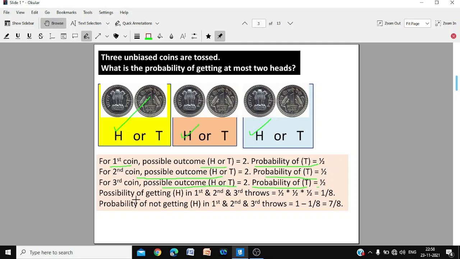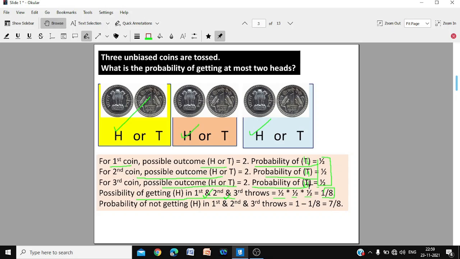So the probability of getting a head in first and second and third will be 1 by 2 multiplied by 1 by 2 multiplied by 1 by 2. That's giving you 1 by 8. And means multiplication. First 1 by 2, and second 1 by 2, and third 1 by 2, whether it is head or tail. Even if it is head, you will get the same probability. Even instead of tail, if you write head, the probability is going to be the same. So whether you want head or tail, for each of them, the probability is 1 by 2.